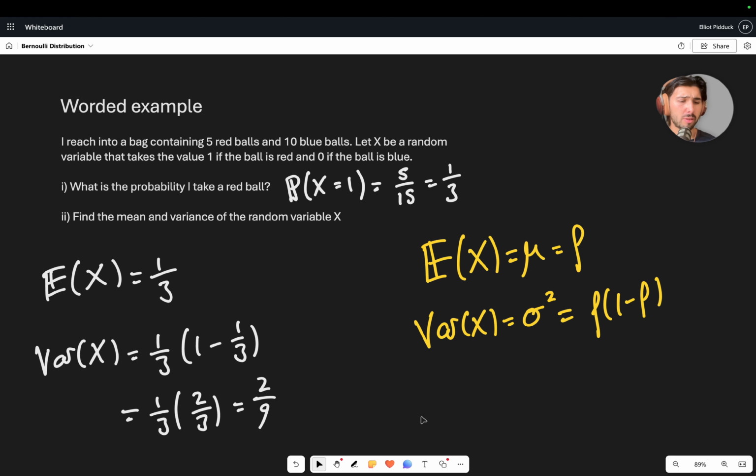That is pretty much everything that you need to know about the Bernoulli distribution, at least for now. Okay, we can talk about more complicated things, but we don't need to right now. So hopefully that was helpful.